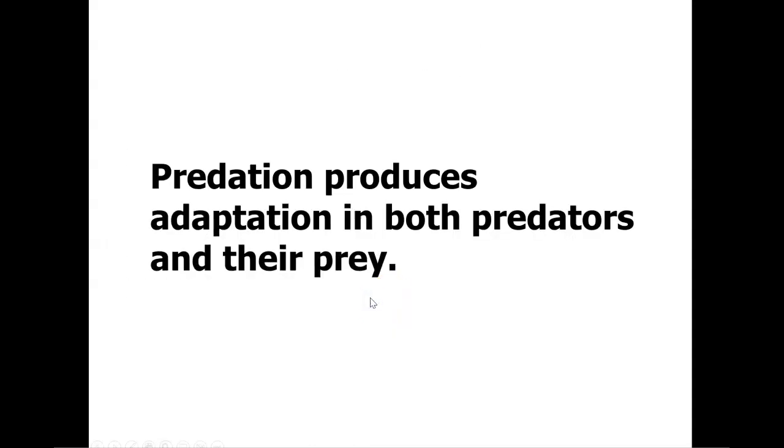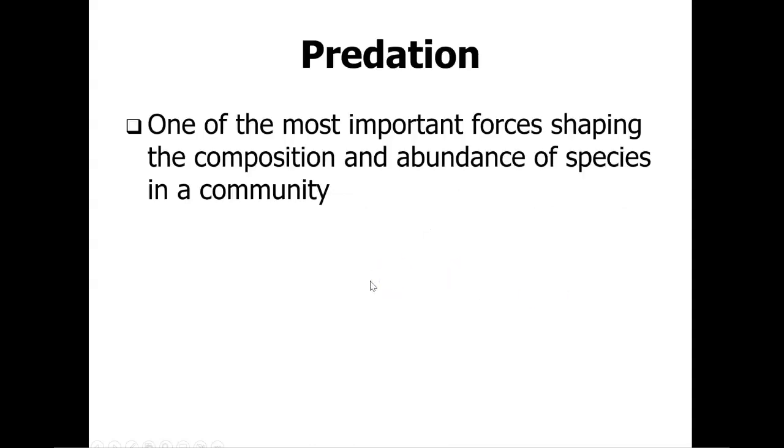Predation is going to produce adaptations in both predators and their prey. Predation is the interaction between 2 species in which one species is going to eat the other. One of the most important forces shaping the composition and abundance of species in a community is going to be predation.